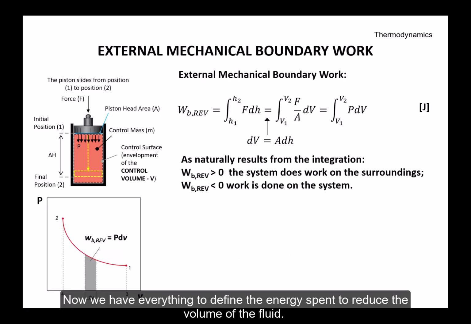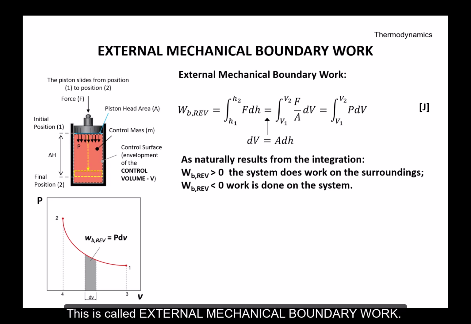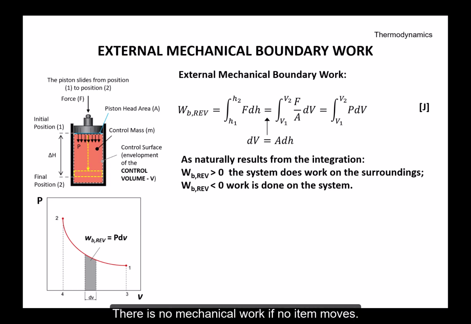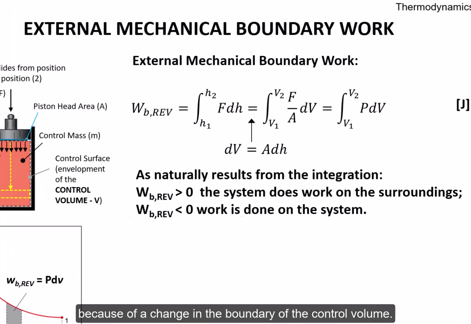Now we have everything to define the energy spent to reduce the volume of the fluid. This is called external mechanical boundary work. External because it is from an interaction between the system and the surroundings. Mechanical because the piston moves to make the energy exchange happen. There is no mechanical work if no item moves. Boundary because the energy is exchanged because of a change in the boundary of the control volume.